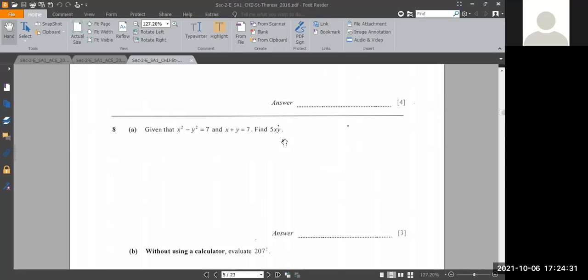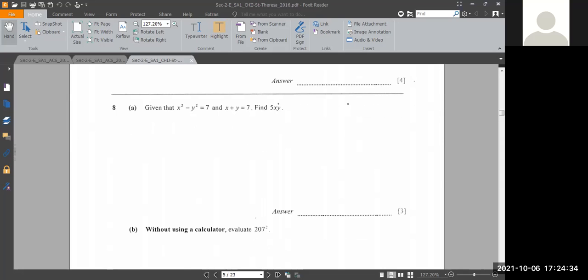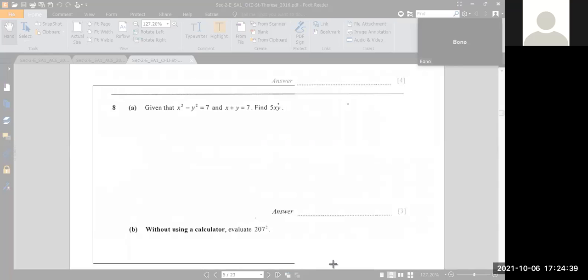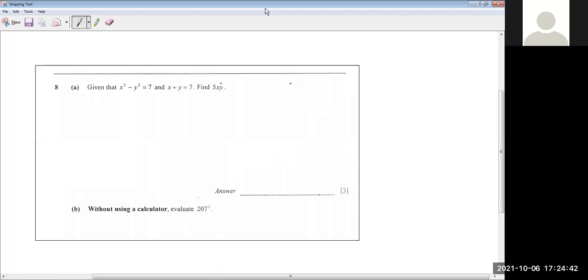Given that this, okay, same thing. This question, you have 2 equations. This is your equation 1. This is your equation 2. So you have your equation 1, you have your equation 2. Then, of course, there are other ways you can do this. So how do you do this question? You can do it this way.